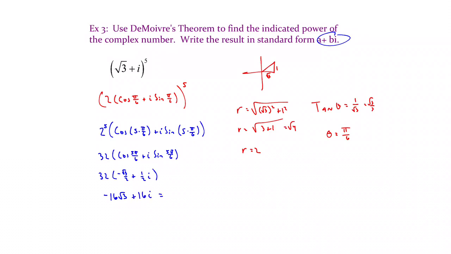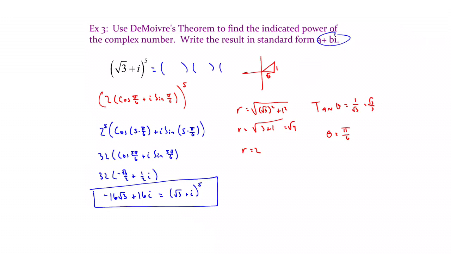And so that is equivalent to what we started with in the beginning, which was the square root of 3 plus i raised to the 5th power. And just to kind of give you an idea, if we expanded this out, you would have to take this times itself 5 times, which would be a lot of work. So writing this in polar form, even though it's a little bit of work on the front end, and then using DeMoivre's theorem to figure this out is a lot easier than trying to expand this out.